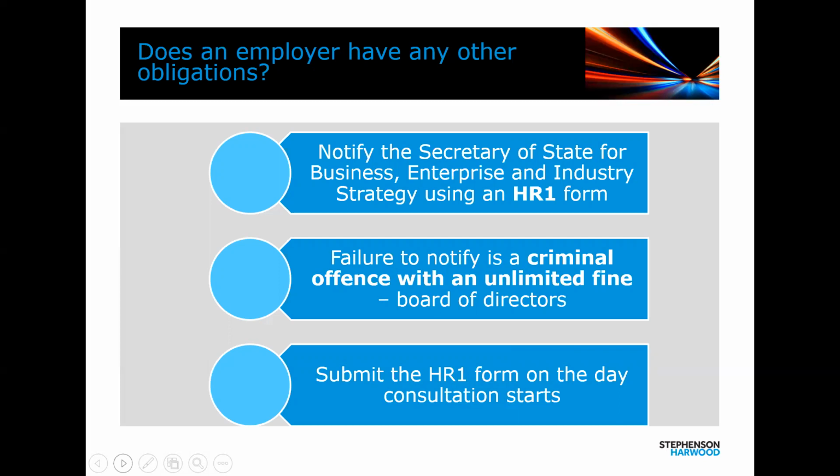Now, the form is relatively straightforward. It's asking for very basic factual information about what may or may not happen with the redundancy. For example, have you elected reps? What's the date of the first dismissal? What's the date of the last dismissal? And then it asks you for a breakdown of the categories of employees that may be impacted by this.